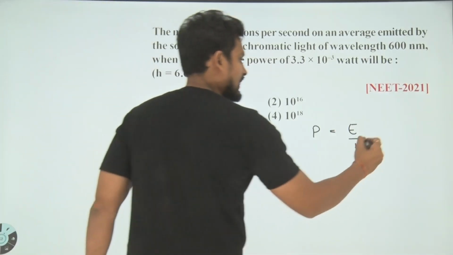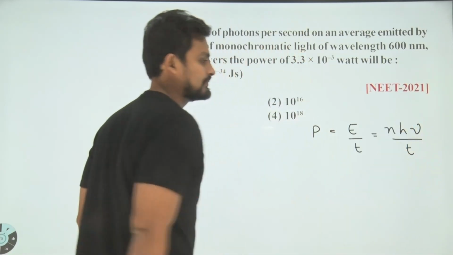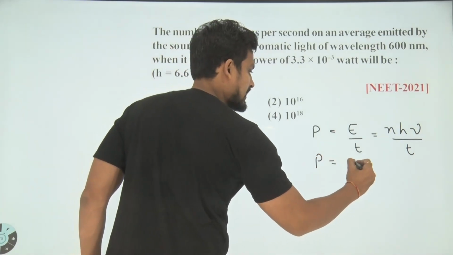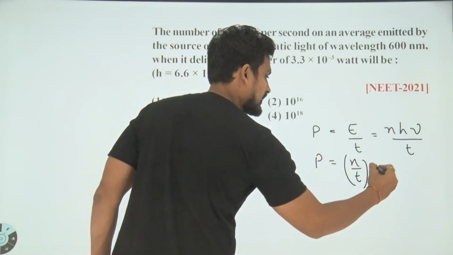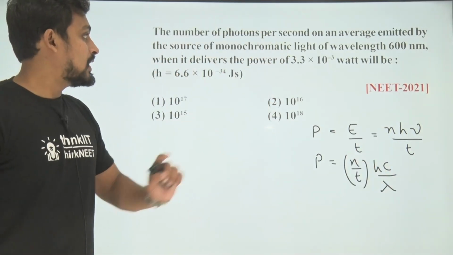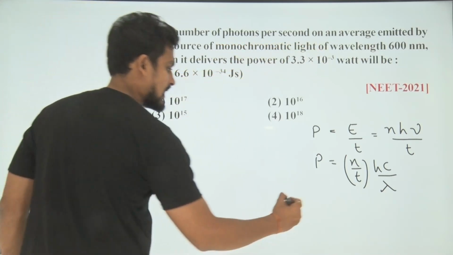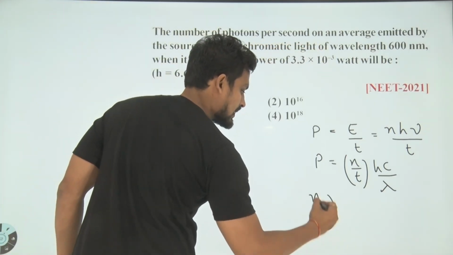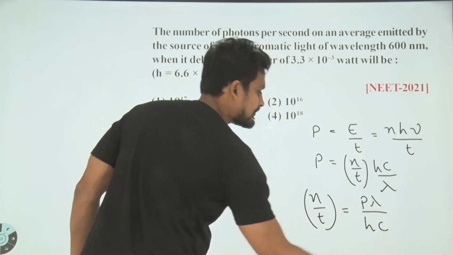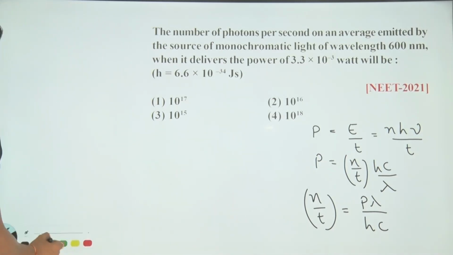Now, can I say if we have n number of photons, it would be n times h mu upon time? Yes. Now, power can be written as number of photons per second into hc by lambda. What do we need to find out? We need to find out the number of photons per second on an average. So, shall we write down that n by t is nothing but p into lambda by hc. Clear? Now, once you are able to understand till this point, we are very near to the answer.